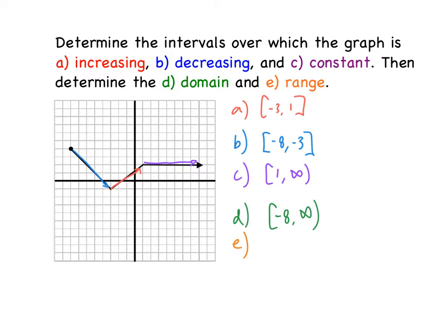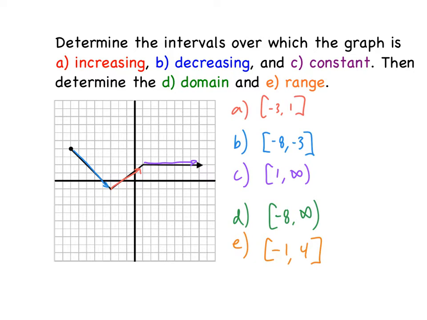And then what's the range? So leftist, rightist, and then lowest, highest. So the lowest y value is -1. The highest y value is +4. So from -1, it's hitting -1, so that's a bracket. And it's hitting 4, so that's also a bracket. So there's our domain and our range.